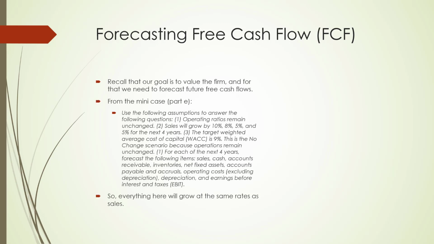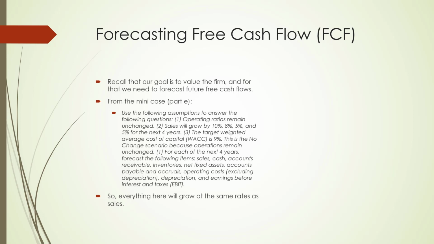Now, Part E of the mini case says use the following assumptions to answer these questions. First of all, operating ratios remain unchanged. Second, sales will grow by 10% next year, 8% the year after that, 5% the year after that, and then 5% the year after that. The cost of capital is 9%, and they're calling this the no change scenario. And they want us to estimate for the next 4 years sales, cash, accounts receivable, and so on, a bunch of things. So basically, all of these things are going to grow at the same rate as sales.